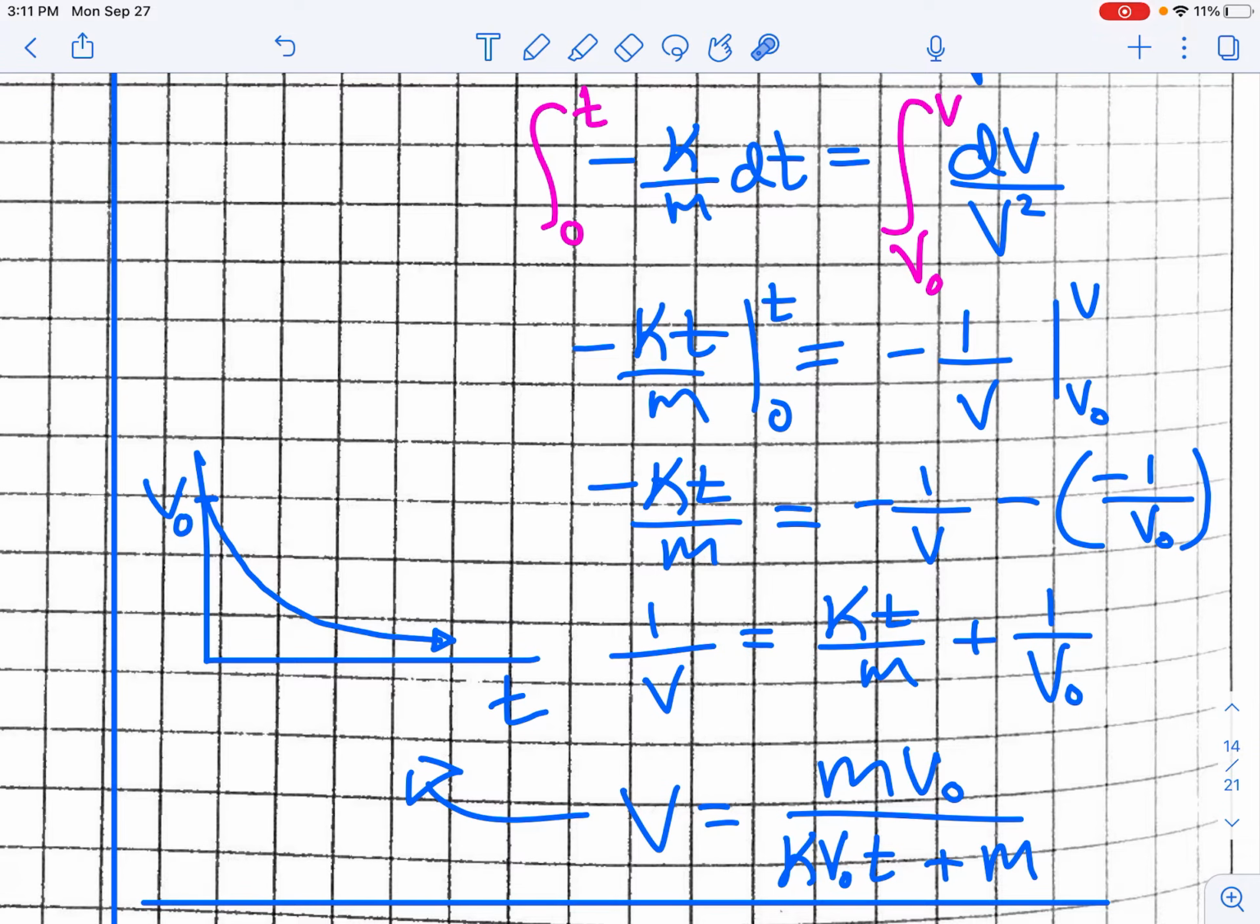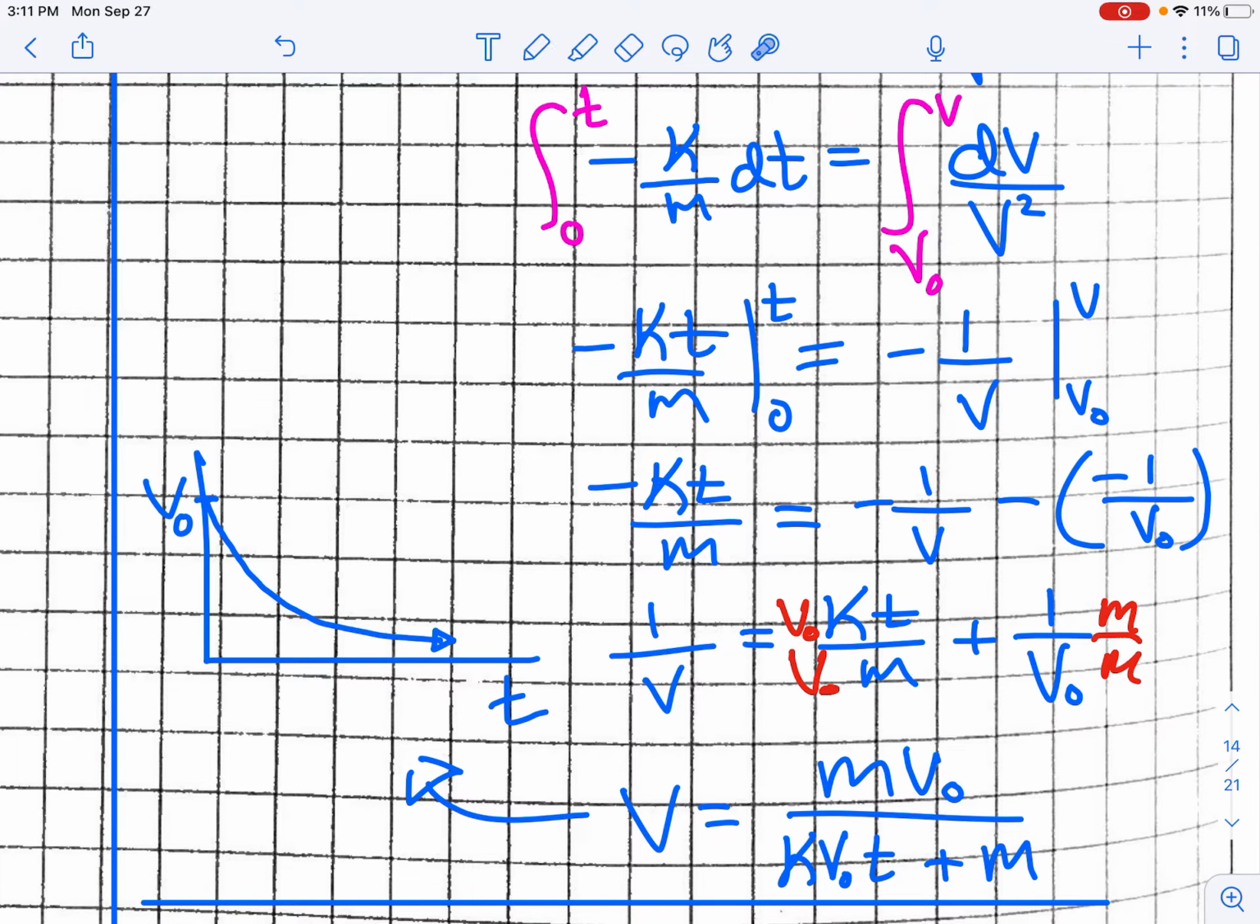Then I just wrote the right-hand side with a common denominator. So I multiplied this by m over m. I multiplied this by v naught over v naught. And that gives us our velocity as a function of time.